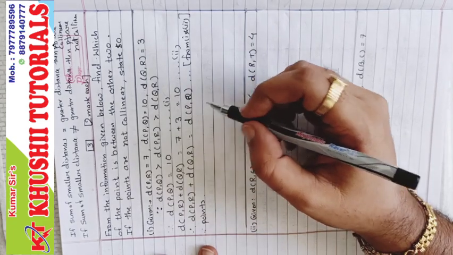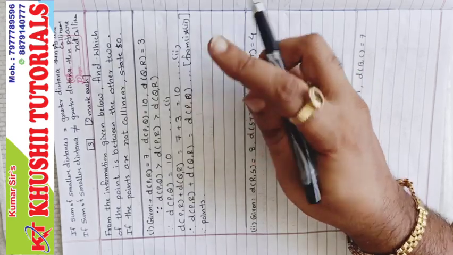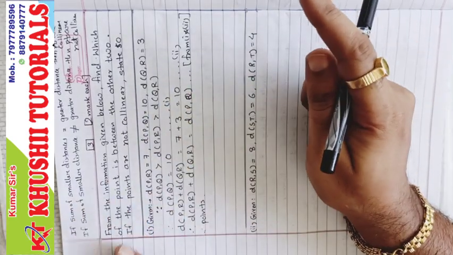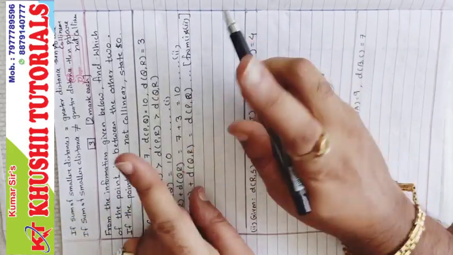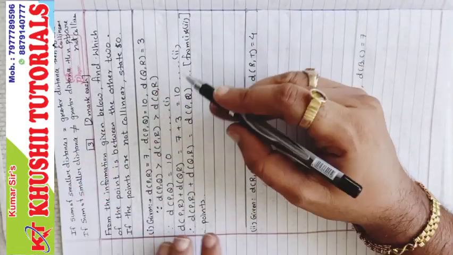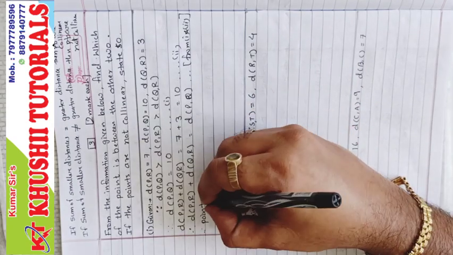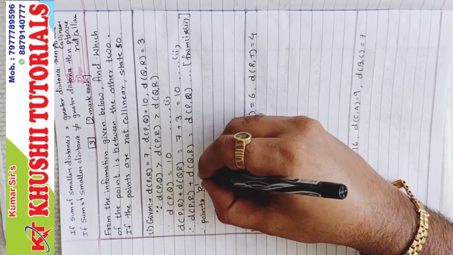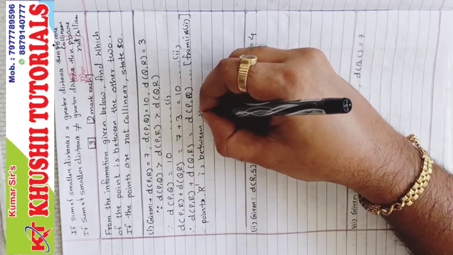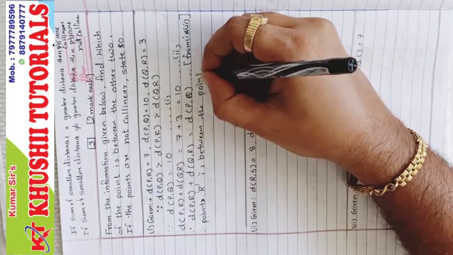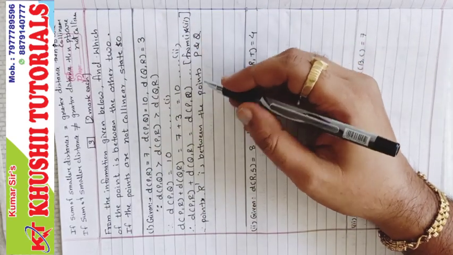Now, which point lies between whom? Which is the greatest one? PQ. So P and Q will be the endpoints, and the third point, that is R, will lie somewhere in between. P and Q are the greatest, right? So they will be at the ends, and R will be somewhere in between. So we will write: point R is between the points P and Q.